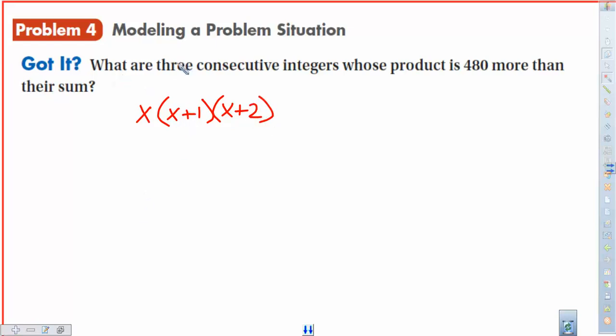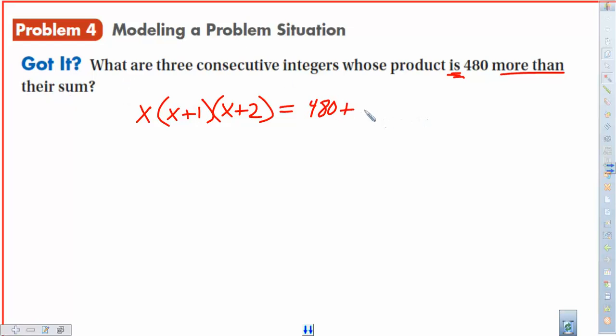So let's actually read the problem. What are 3 consecutive integers whose product, there's a product right there, you multiply them together, is, code word for equal sign, 480 more than, and more than means addition, their sum.